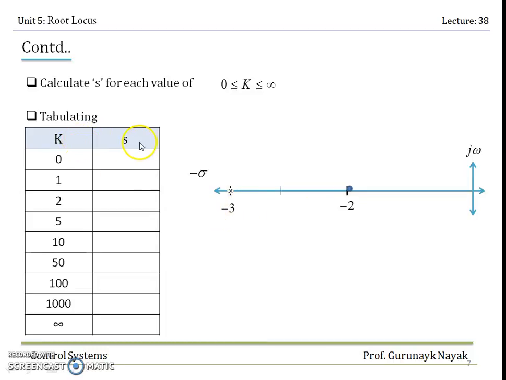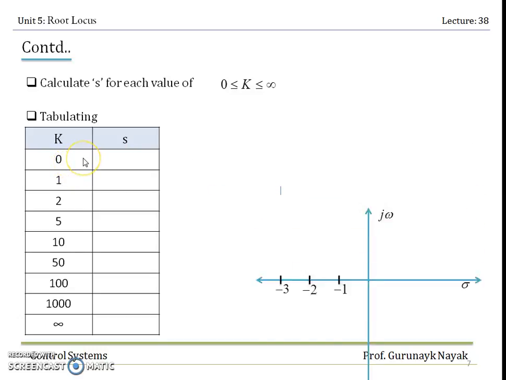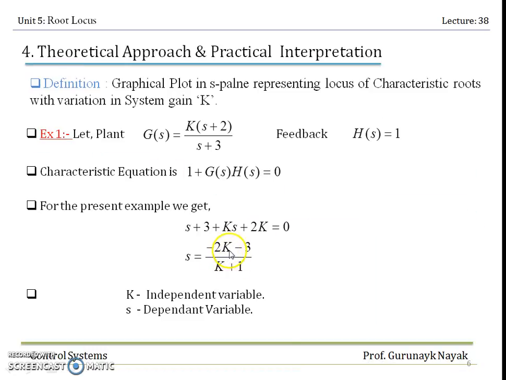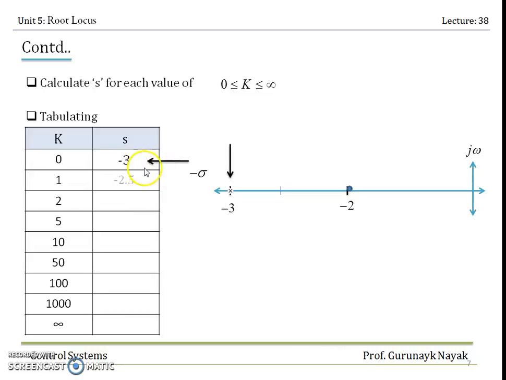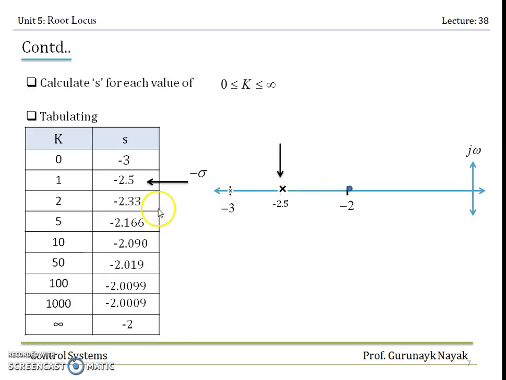Now, to calculate the characteristic root, look at this table. When k is equal to 0, from the previous relation, the value of s will be minus 3. So that is represented as follows. Similarly, use the previous relation: for k equal to 1, we get s equal to minus 2.5, and that can be represented in the s plane as follows. Similarly, as k goes from 2 to infinity, the values of s change as follows, and the same can be plotted in the s plane.